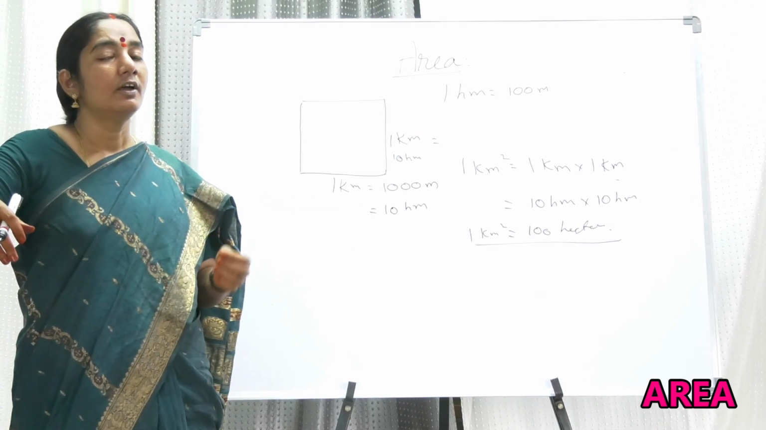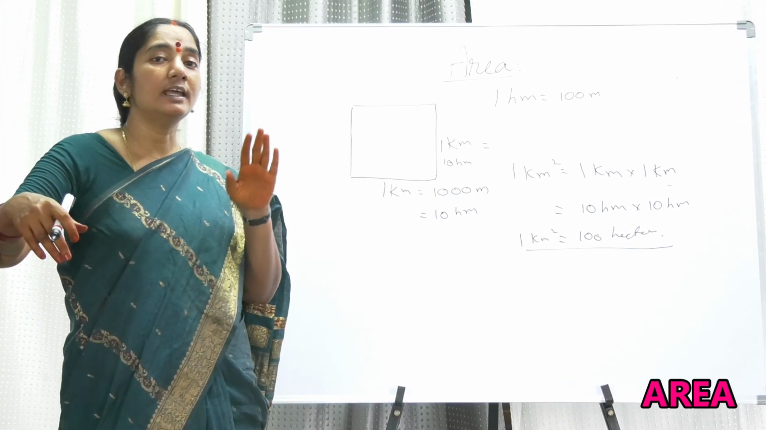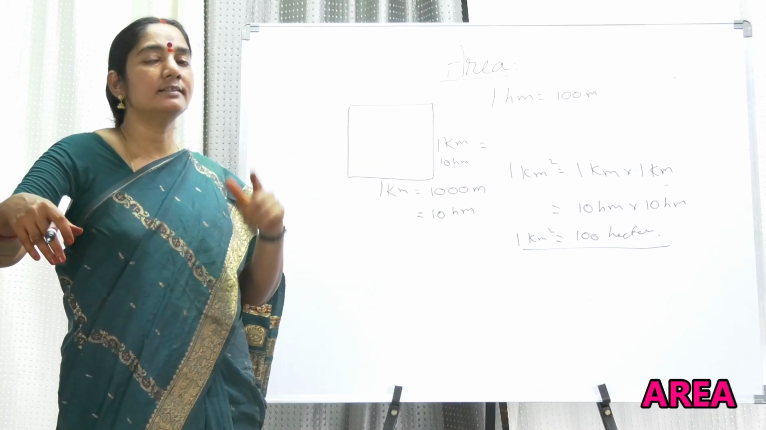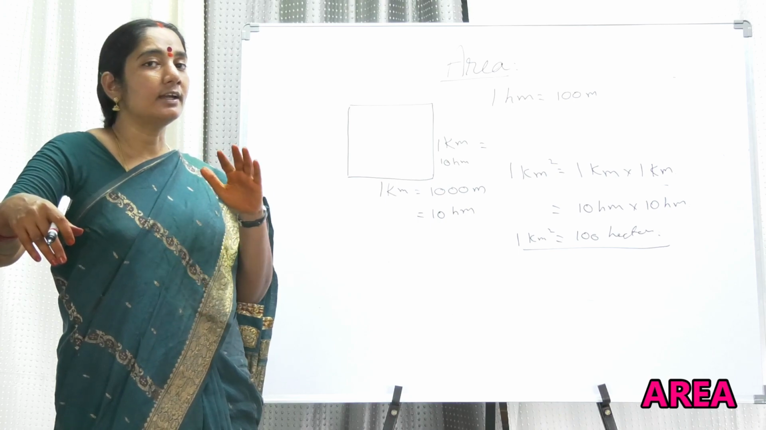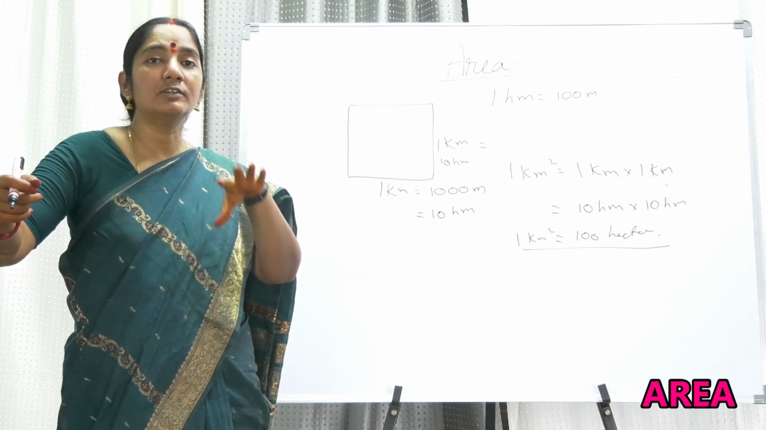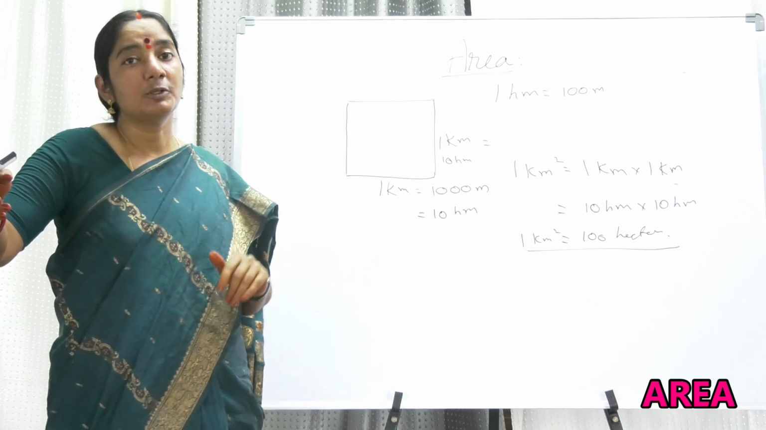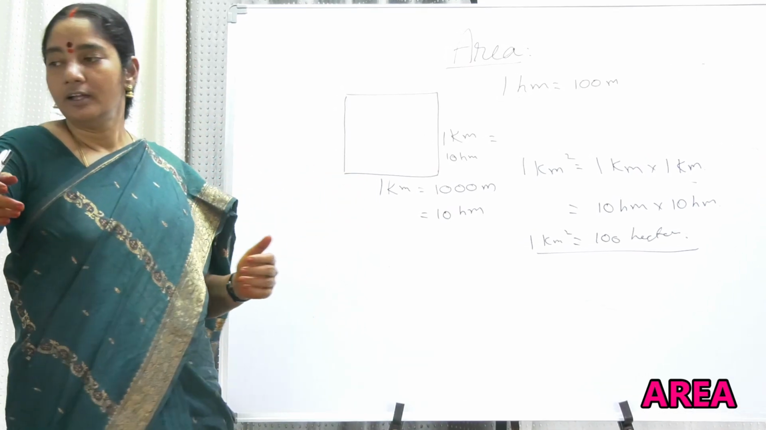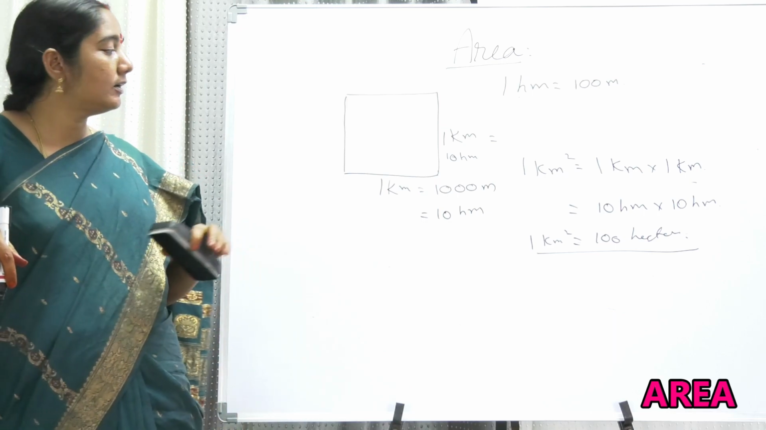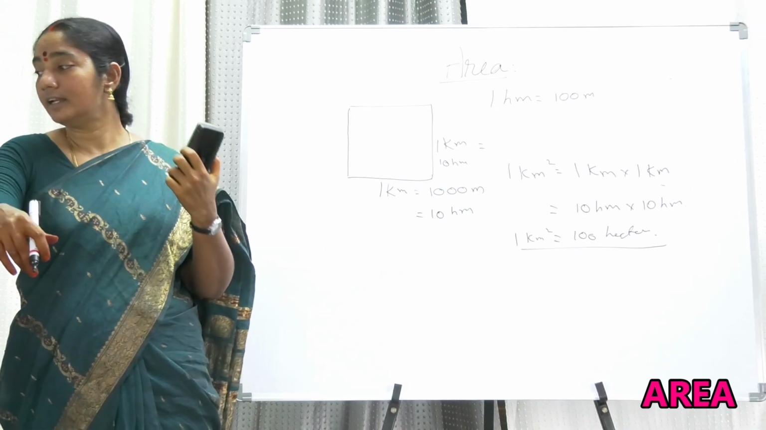Try to find out what is the area of your state in square kilometers. What is the area of your country in square kilometers? This is a homework. Please try to inquire about it. For example, you are staying in a small village. How many square kilometers is your village? You must have an idea. So now I think you understood the meaning of square kilometer and that 1 square kilometer is having 100 hectares.